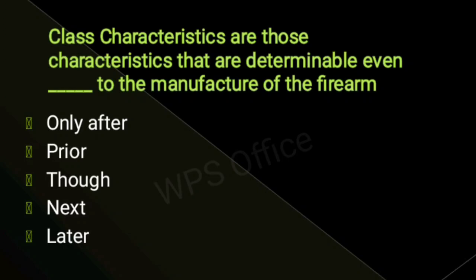Class characteristics are those characteristics that are determinable even blank to the manufacture of the firearm. Letter A, only after. B, prior. C, though. D, next. And E, later. The answer is letter B, prior. Again, class characteristics are those characteristics that are determinable even prior to the manufacture of the firearm.